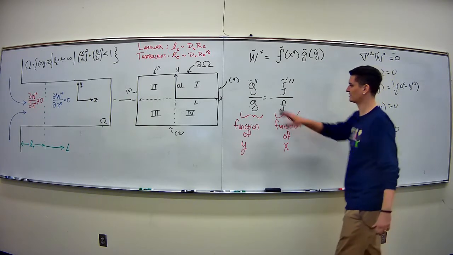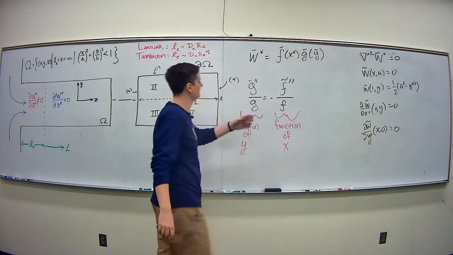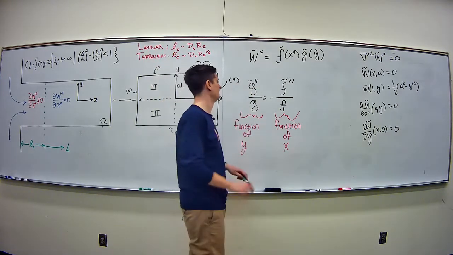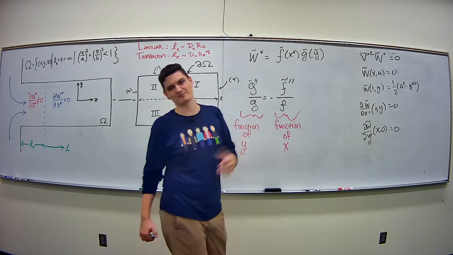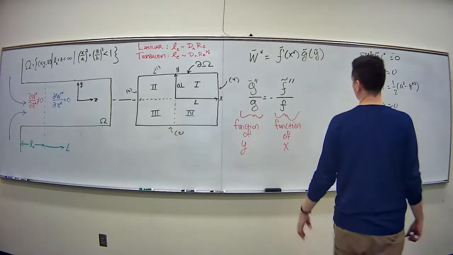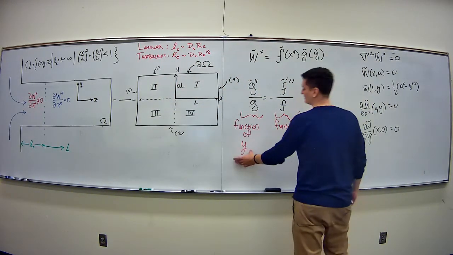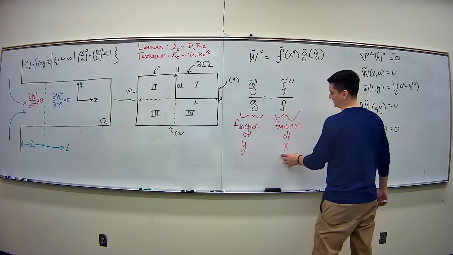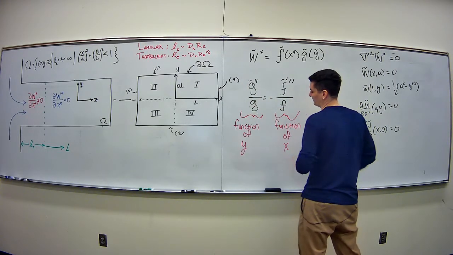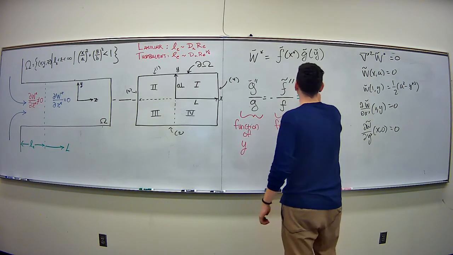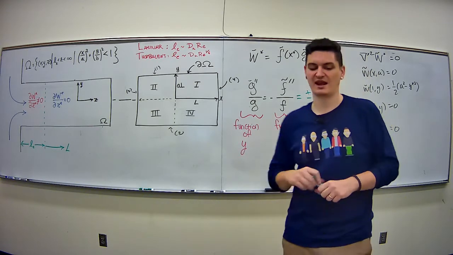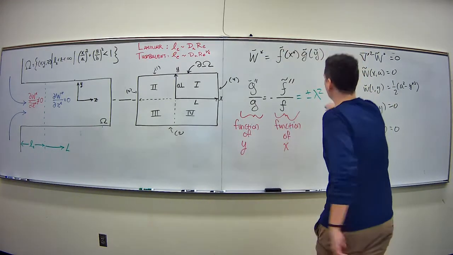So you need to logically conclude that the only way this is going to be true, regardless of what x and y I put into the function, is if both of these are equal to the same constant value. You should appreciate the idea that this is a function of y, this is a function of x. The only way this equality could hold is if they're both equal to some constant value, let's say plus or minus lambda squared. This is really an eigenvalue.